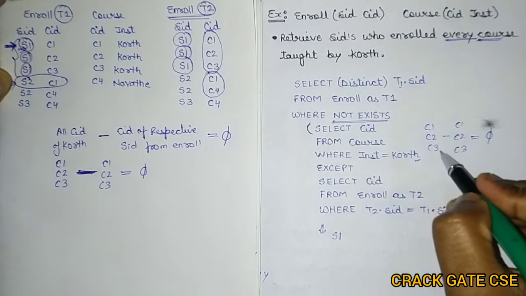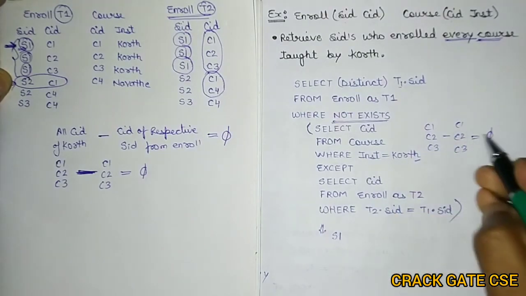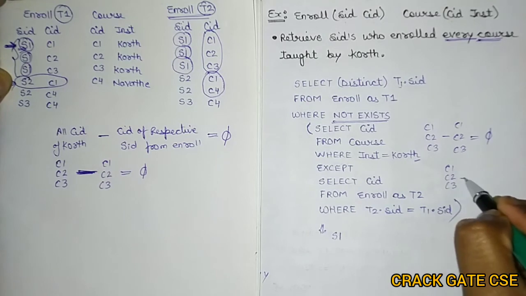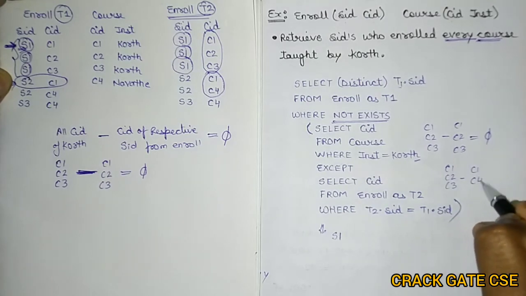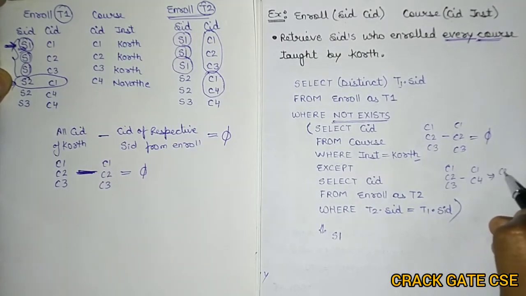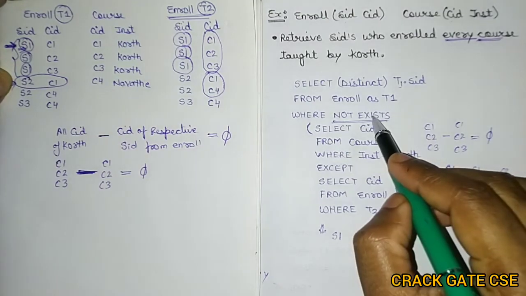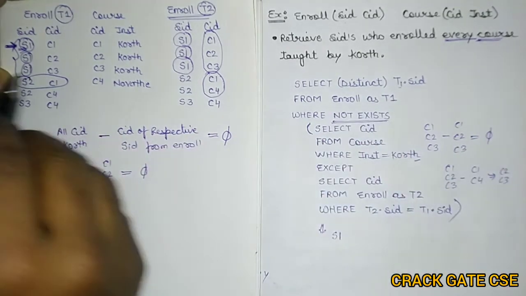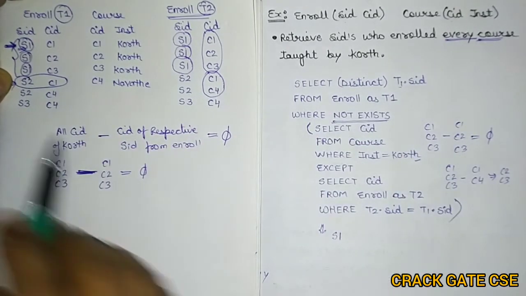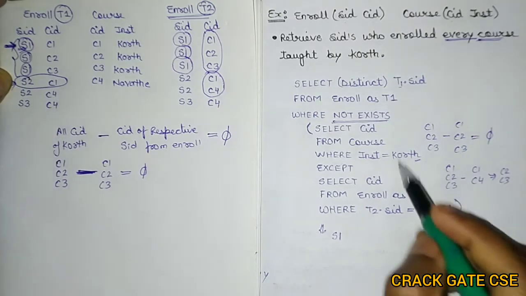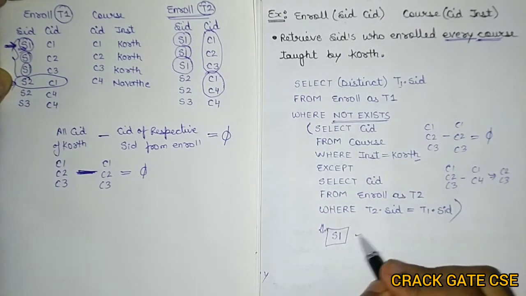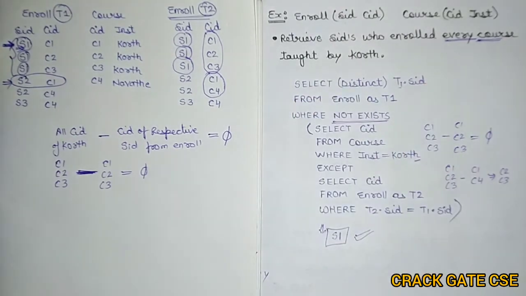And from C1, C2, C3, if I subtract C1 and C4, I will be getting C2 and C3. That means it is not null. So this condition is not satisfied. So S2 cannot be in the output. Similarly, if you check for S3, it will not be null. So S3 will not be in the output. So finally, S1 is the output of this particular query.